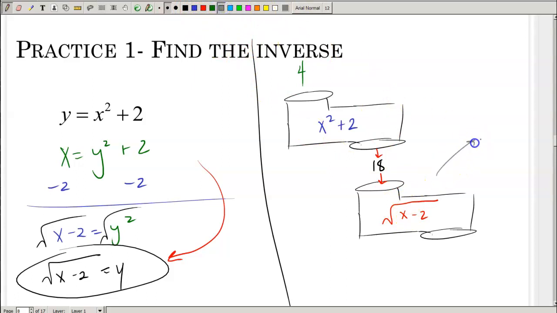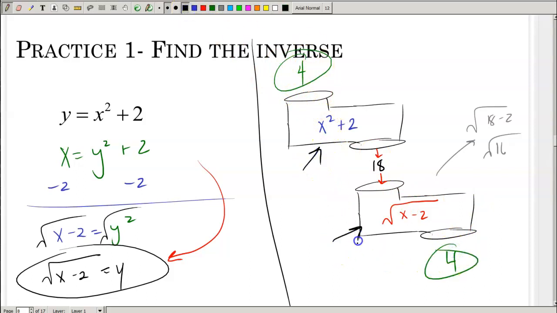Because if you evaluate this expression, root of 18 minus 2, we take 18 minus 2 first, order of operations, and get 16, and the square root of 16 is back to 4. So this is a clear indicator that these are indeed inverses. This is an inverse of this.